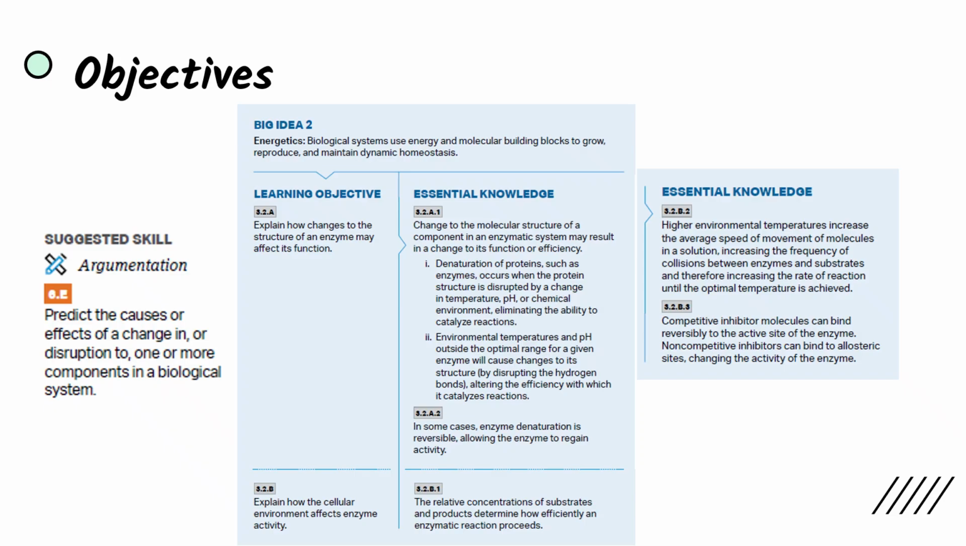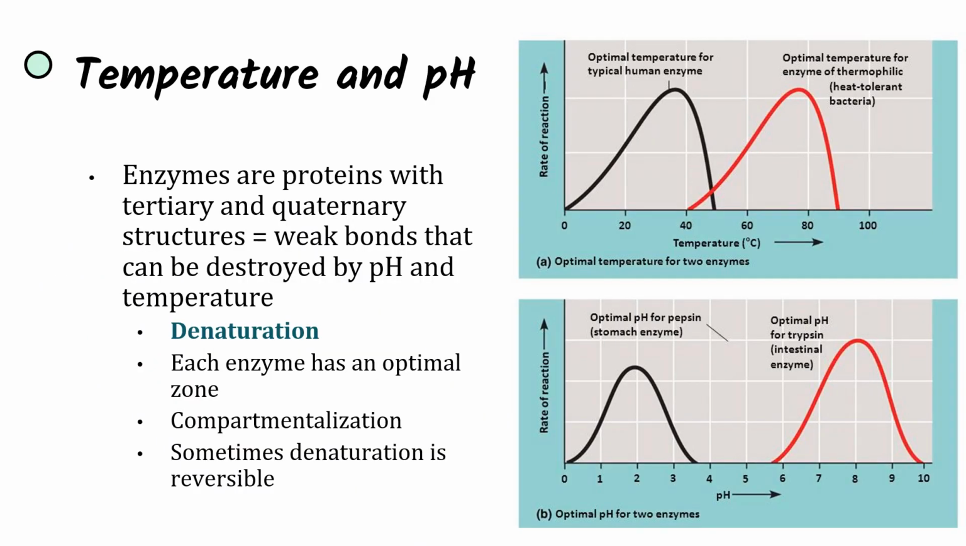And the suggested skill will be argumentation 6E, predict the causes or effects of a change in or disruption to one or more components in a biological system. First up, temperature and pH.